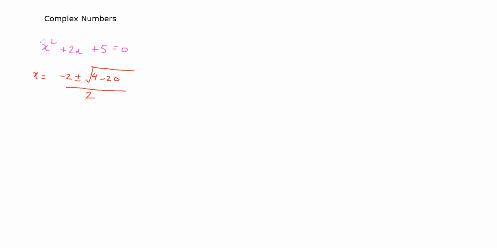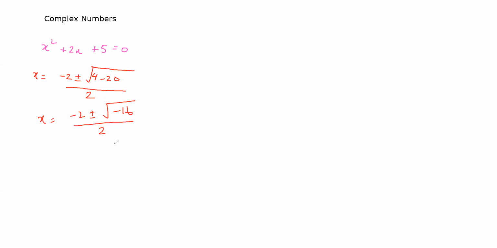Okay, so now this is going to be x equal to minus 2 plus minus square root of minus 16 over 2. Now when we reach this level, we simply say that there are no real roots. But now we have to go beyond that. If the roots are not real, then we say that the roots are going to be the imaginary roots.